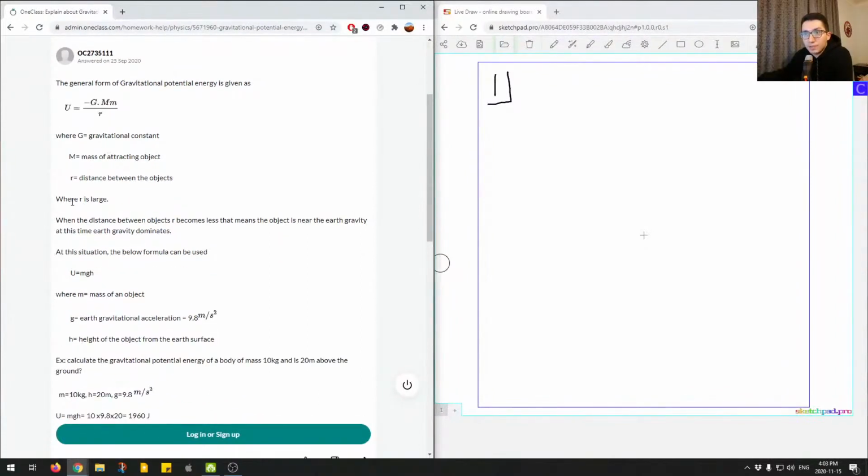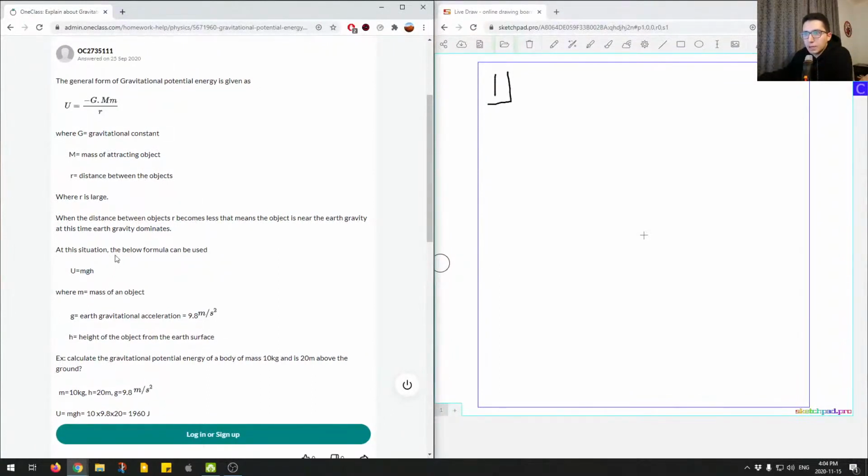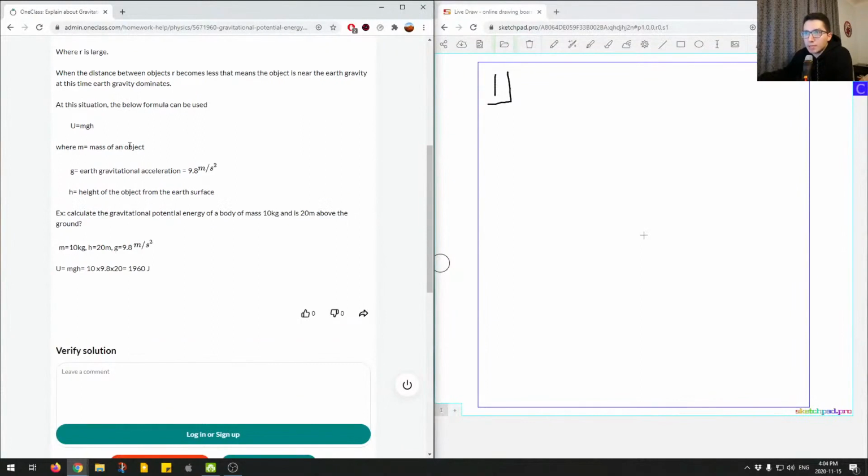And then here r is very, very large. When the distance between objects r becomes less, that means the object is near the Earth, and Earth's gravity dominates at this time. So when r is very large, that's when we use this equation up here. But when it gets smaller, and the object is near the Earth, then we use this situation. So in this situation, the below formula can be used. We use the energy is equal to mass times gravity times height. So here we have the mass of the object, g is a constant, 9.8 meters per second squared, that's just acceleration due to gravity, and then the height of the object off the surface of the Earth.